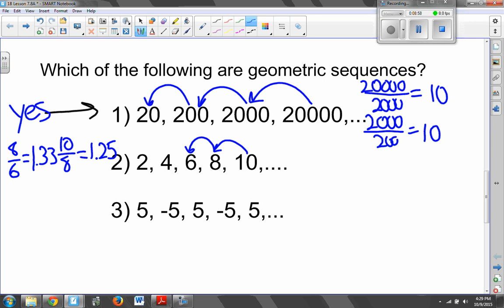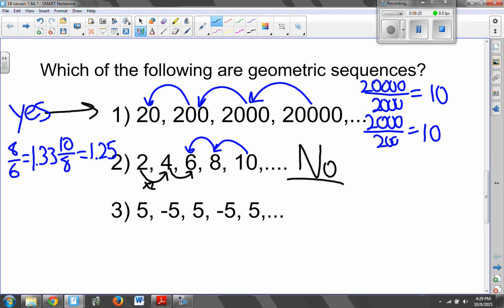Right? And we can also see that if I go with my multiplying method, to get to 4, I should times by 2. But 4 times 2 should get me to 8, not 6. Right? So this one, no. No, that is not a geometric sequence.